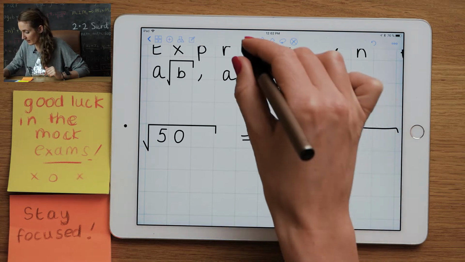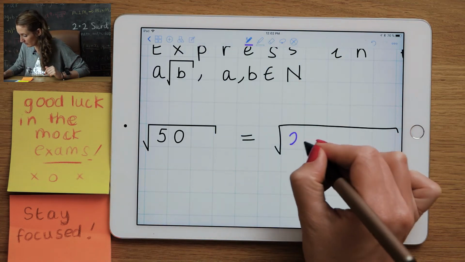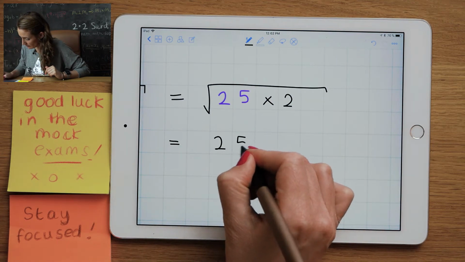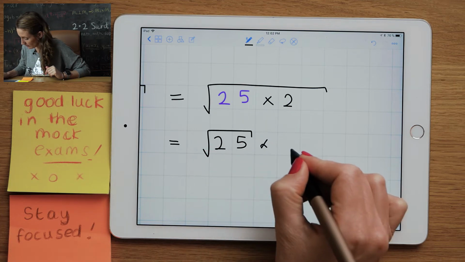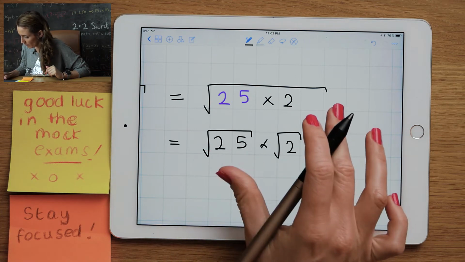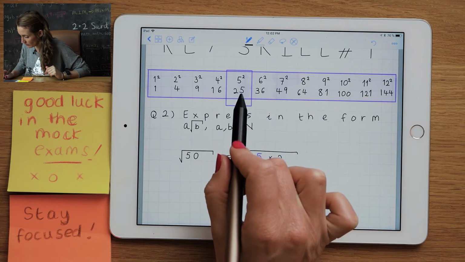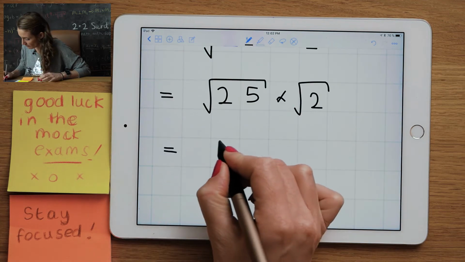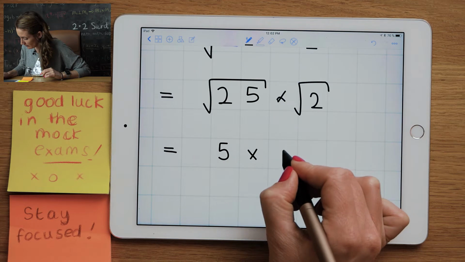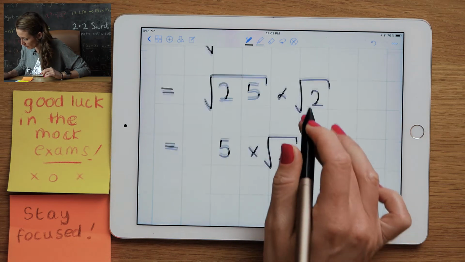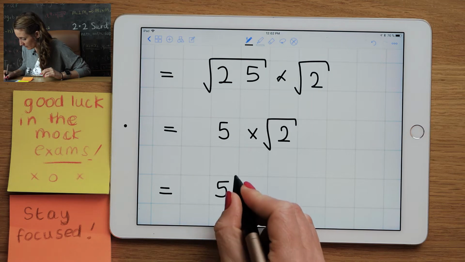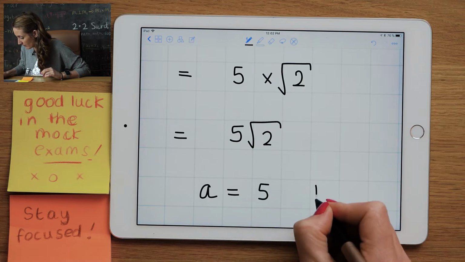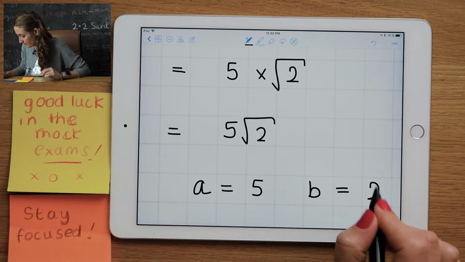We're going to rewrite 50 as 25, the square number in the front, times 2. Then we're going to split up the square root and the number. We already talked about how the square root of 25 is 5 because 5 squared is 25, so it's the reverse operation. So the square root of 25 we're going to change into 5 times the square root of 2. So final answer, 5 square root 2. If you want to write down, you can have A is 5 and B is 2.